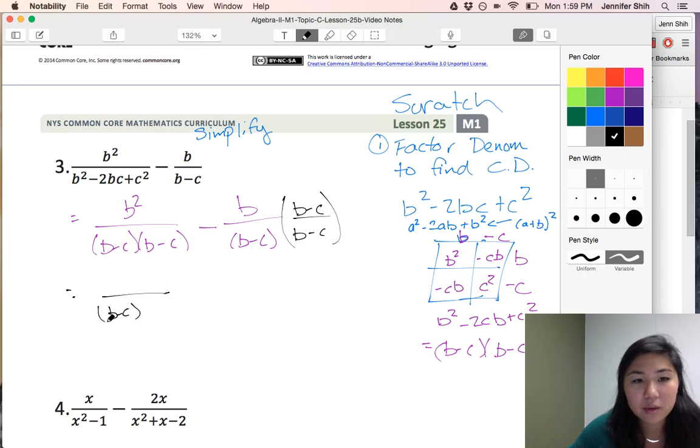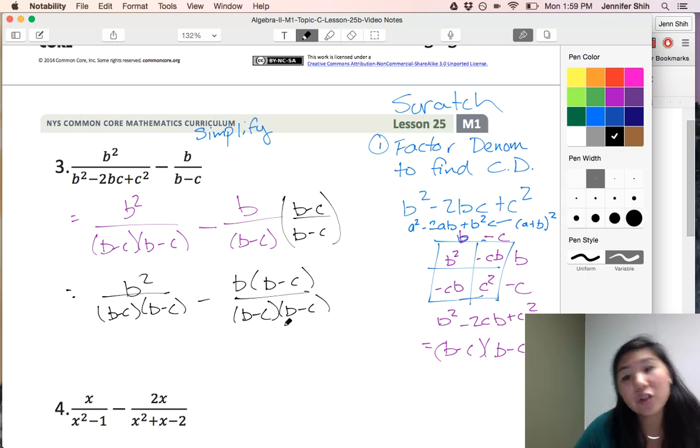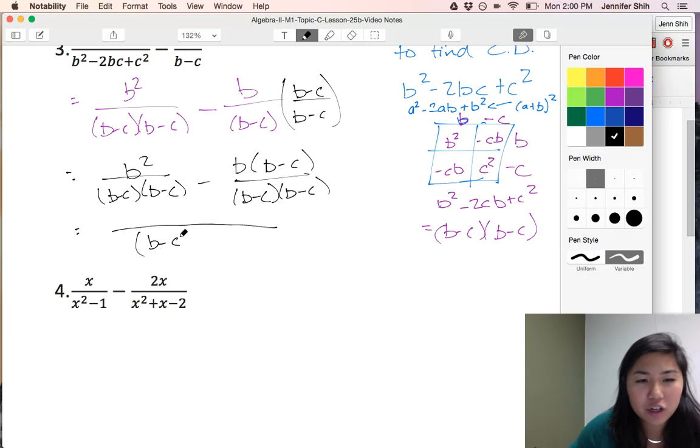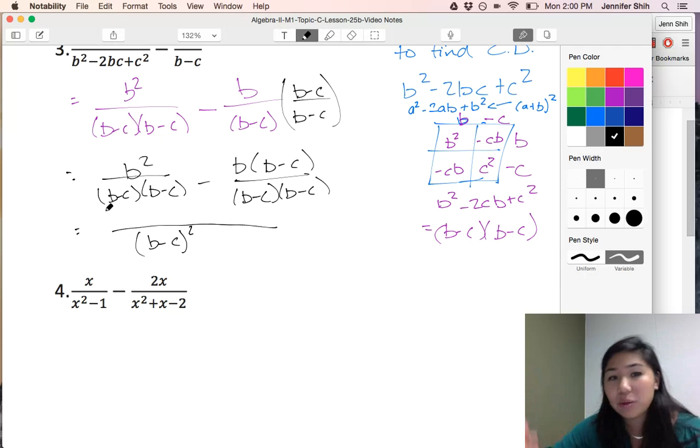B minus c, b squared minus b minus c over, there's 2 of these. Okay, so they have common denominators, which means I can draw a big bar, and write b minus c. And I'm going to change it to squared because we all know that b minus c times itself is going to be b minus c squared.